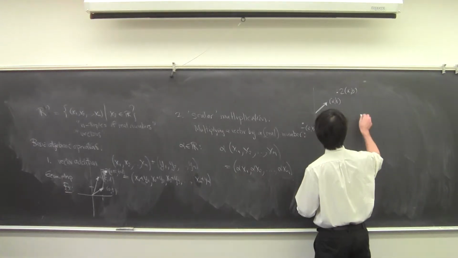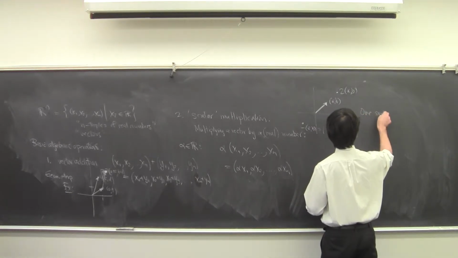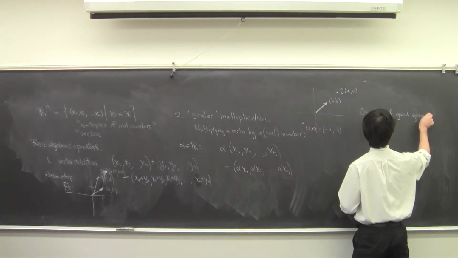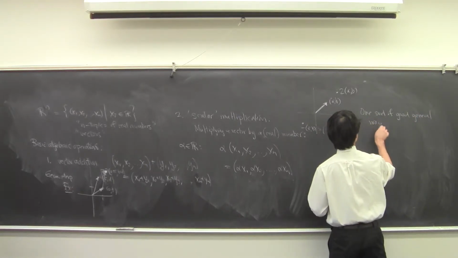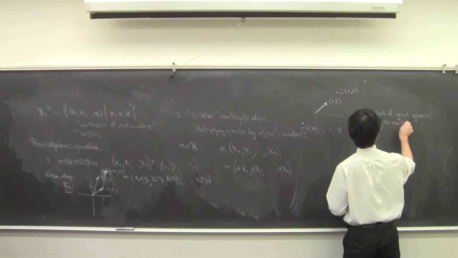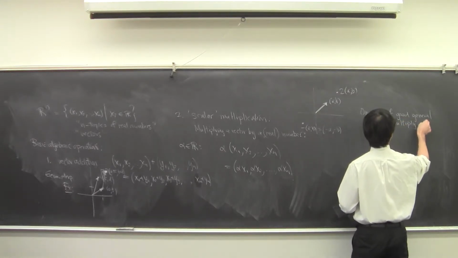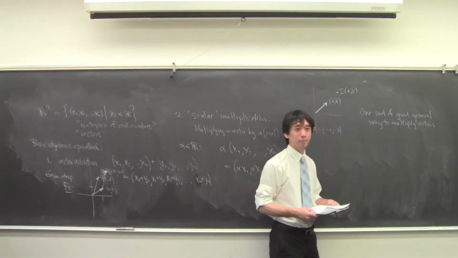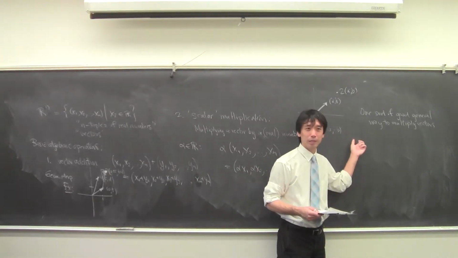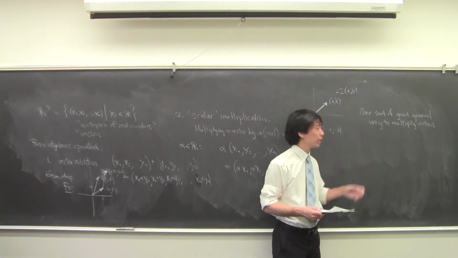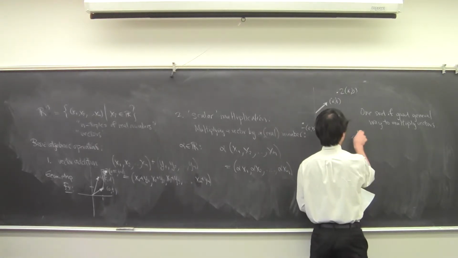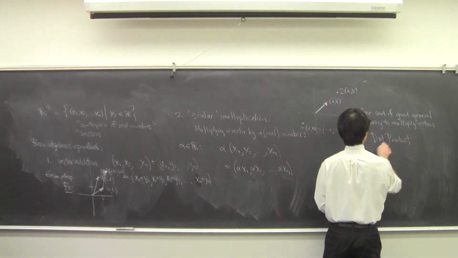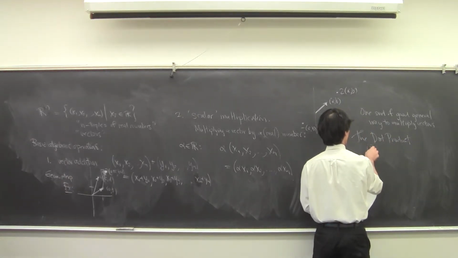So there is actually one good general way to multiply vectors, and that's the so-called dot product. How many of you have heard of the dot product? Some of you? Okay. Dot product, also called the scalar product, the dot or the scalar product.